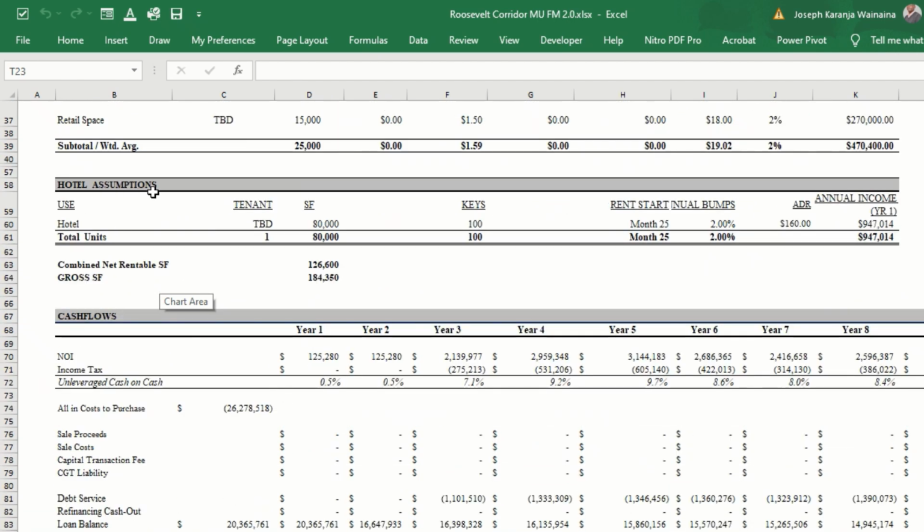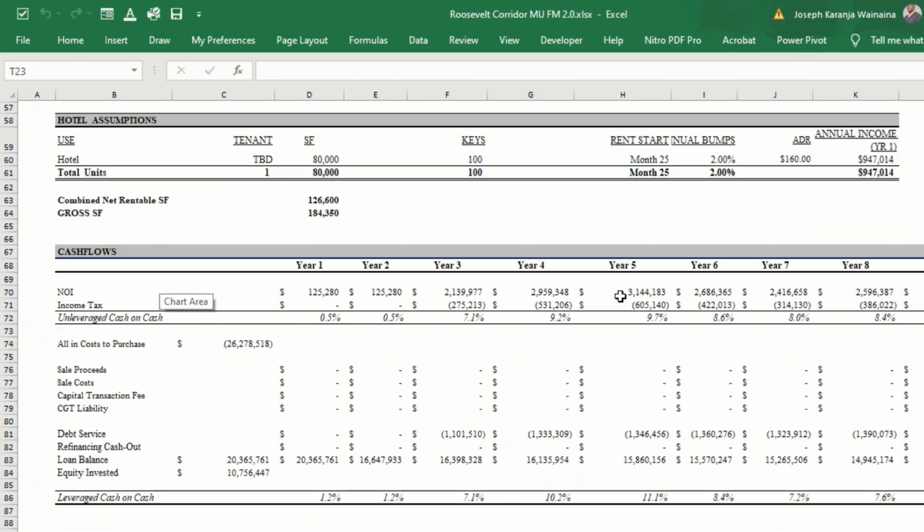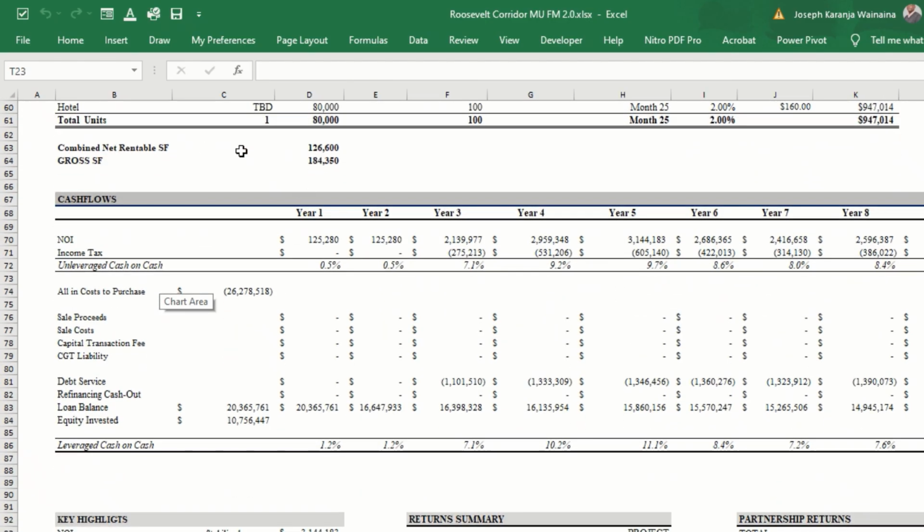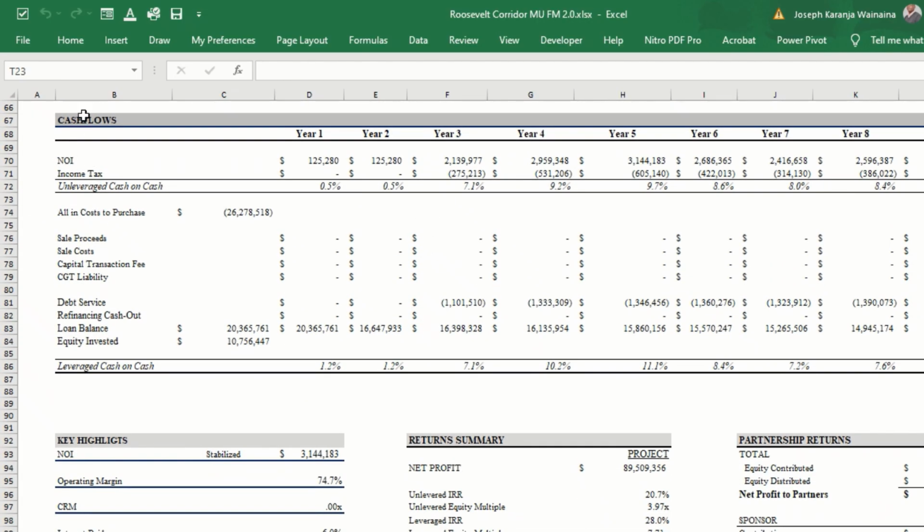We do also have hospitality included in the model. As you can see here, we do have the number of keys, total square foot, and also the annual income expected. And we also have the average daily rate indicated on that section. So here we do have the total rentable square feet and the gross square feet of the property. We also have now the breakdown of the cash flows from the first year all the way to the 10th year. And also we have the net operating income, income tax, the unlevered cash on cash.